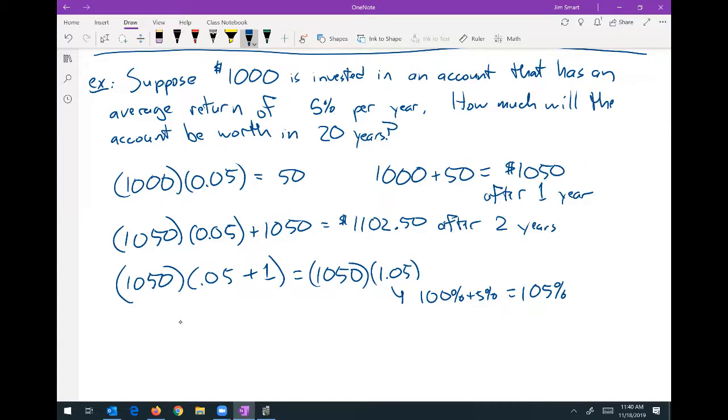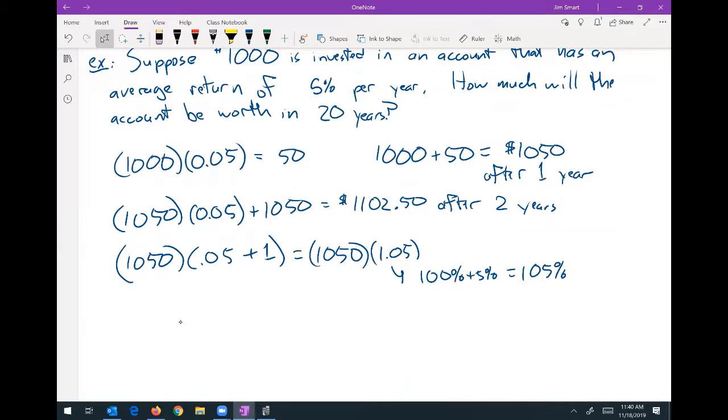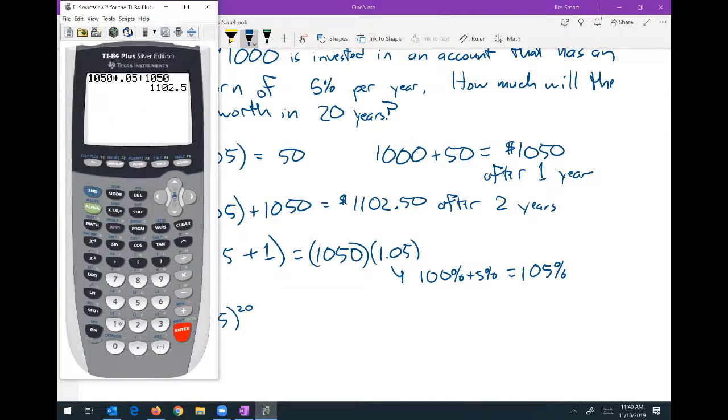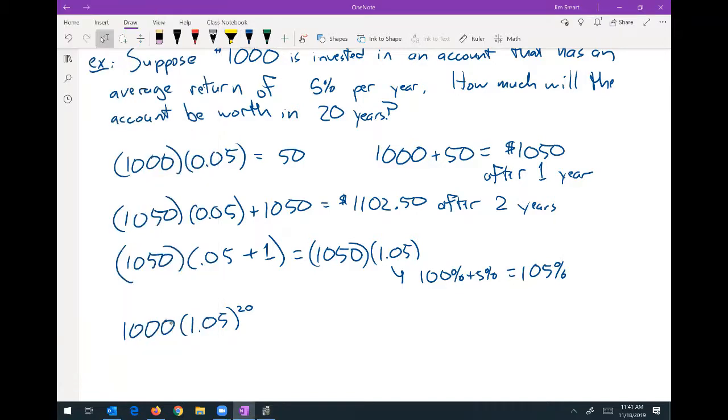Well, in 20 years, I would take my $1,000 I started with and multiply it by 1.05 20 times. So I would do $1,000 times 1.05 raised to the 20th power. That would be the shortcut way to earning 5% for 20 consecutive years. So if I did that, 1,000 times 1.05 raised to the 20th power, I would end up with $2,653.30, rounded to the nearest cent.